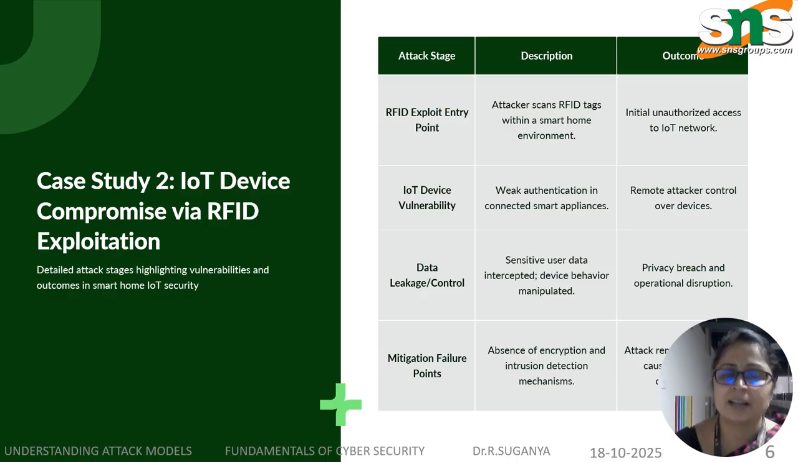Like drones, all that we can see, right? So that can also be one of the examples. Data leakage or control: sensitive user data intercepted, device behavior manipulation. Privacy breach and operational disruptions. And mitigation failure points: absence of encryption and intrusion detection mechanisms. This is also one of the outcomes.